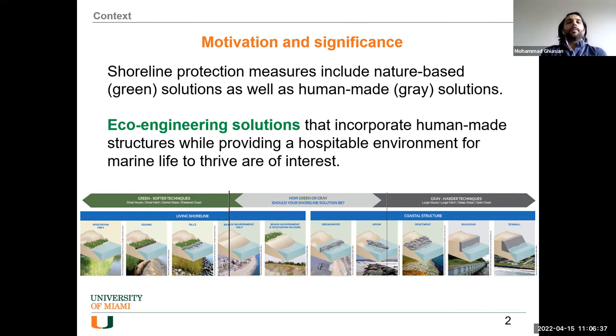Our main focus for coming up with a new eco-engineering, green-gray solution is, first, using coral reef structures and incorporating our engineering knowledge to come up with an enhanced level of protection by this nature-based solution. At the second step, we're using the common man-made structure for protecting the shorelines, which is seawalls, and again incorporating nature-based criteria into that design to come up with another green-gray infrastructure for protecting the shorelines.